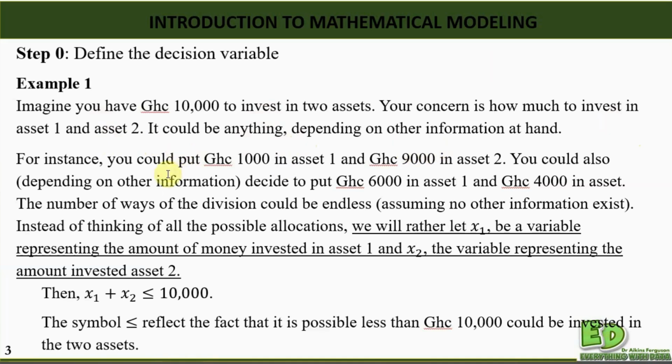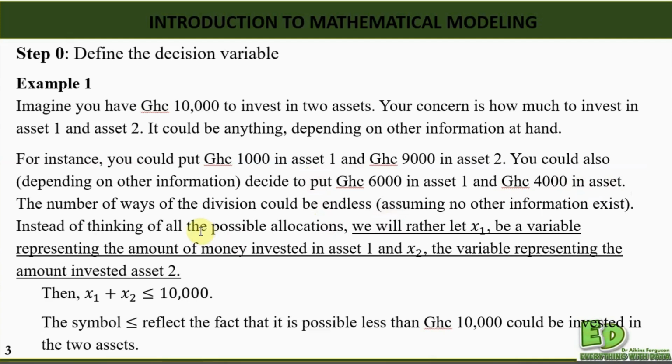So for instance, having the 10,000 Ghana cedis, you could decide to put just 1,000 Ghana cedis in asset one and 9,000 Ghana cedis in asset two. You could also, depending on the information, decide to put 6,000 Ghana cedis in asset one and 4,000 Ghana cedis in asset two. The number of ways of division could be endless, right? Assuming no other information exists, you could decide to invest 50-50, that is 5,000 each in these assets.